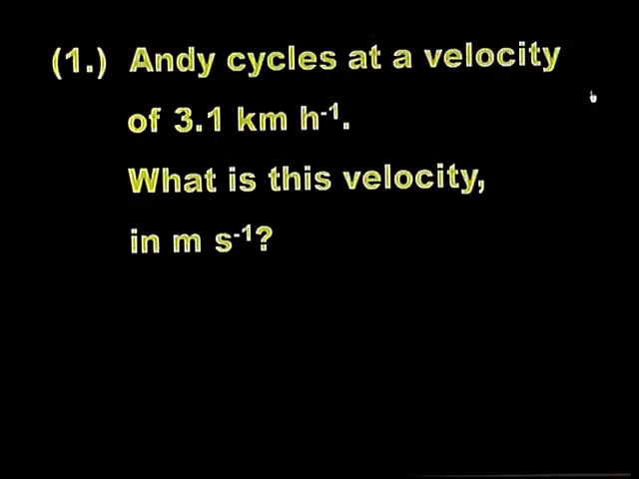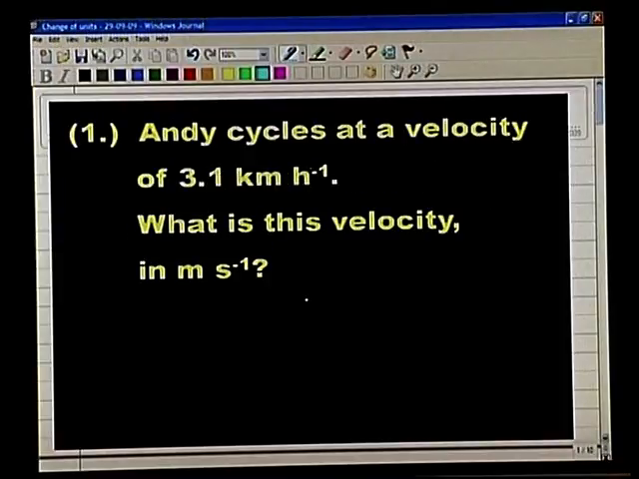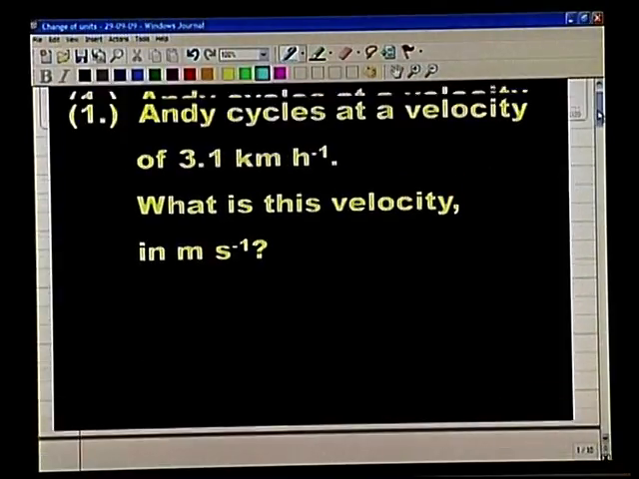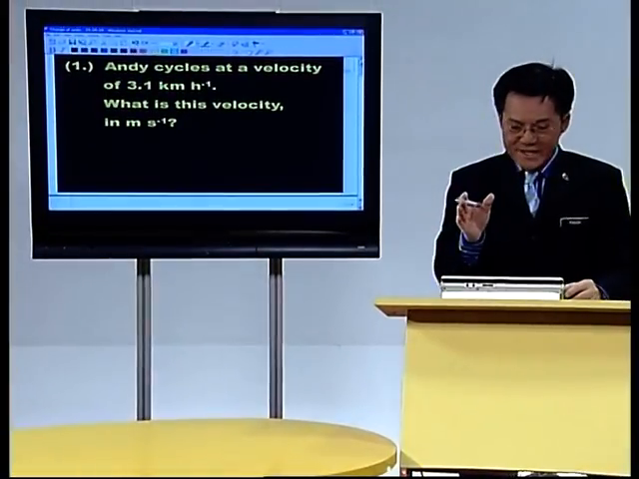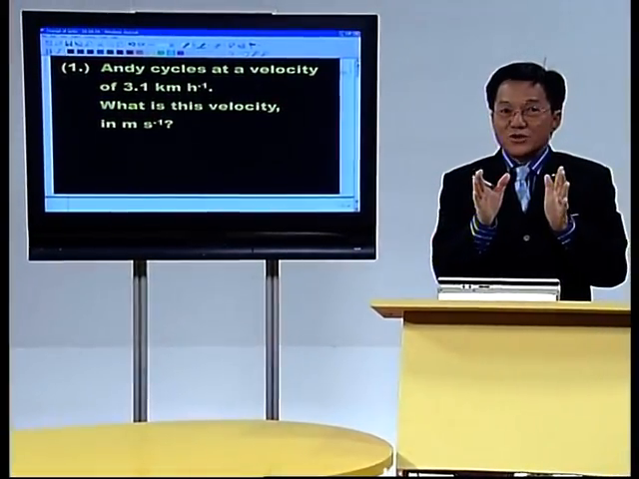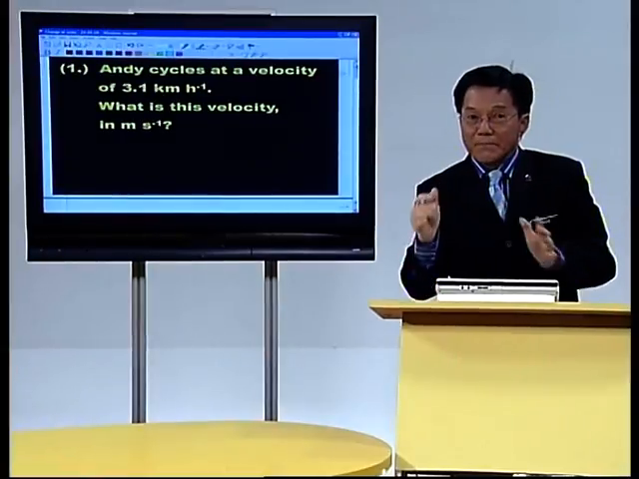Here we have the question that says, Andy cycles at a velocity of 3.1 kilometers per hour. What is this velocity in meters per second? So let us look at this question and see how we are going to answer it. Alright, so what do I do? First and foremost, you have to do it step by step.